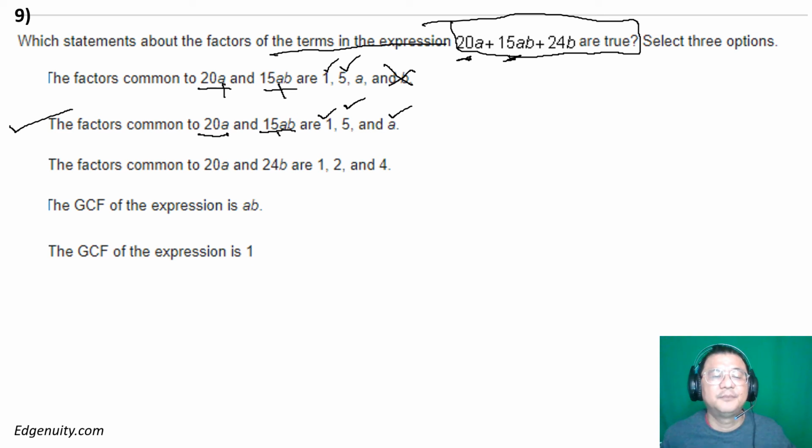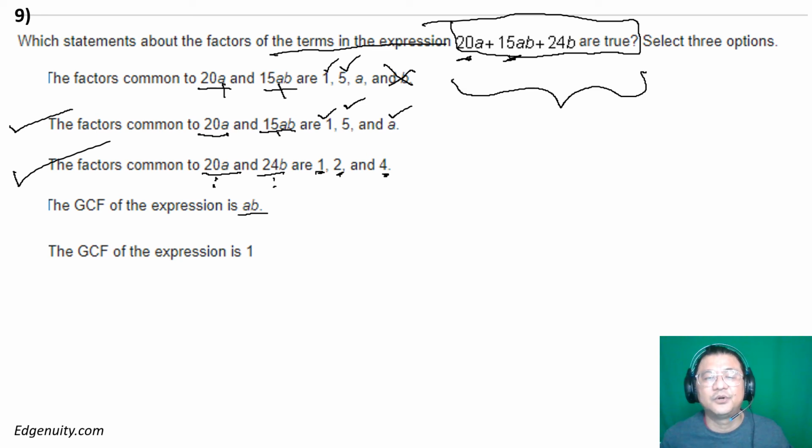Check for this. The factors common to 20A and 24B, I could divide them by 1, yes. I could divide them by 2, yes. 20 and 24 could be divisible by 2. Can I divide them by 4? Yes. Divide by 4, divide by 4. How about for the letters? Nothing is common. So that makes sense. Correct. The greatest common factor of the whole expression is AB. Is AB common to all of them? This has an A, this has AB both. This has only B. So not AB for all. So not you.